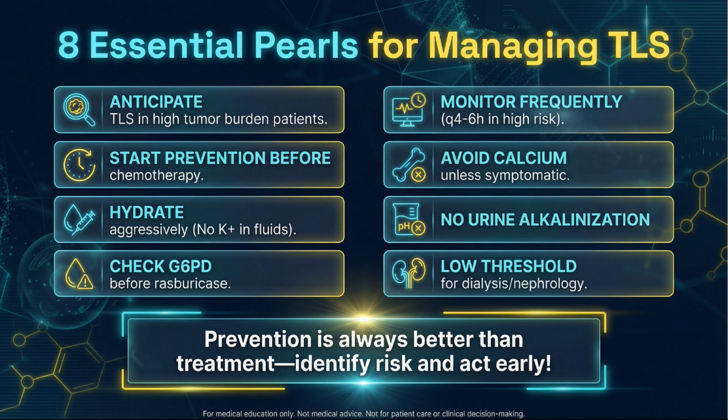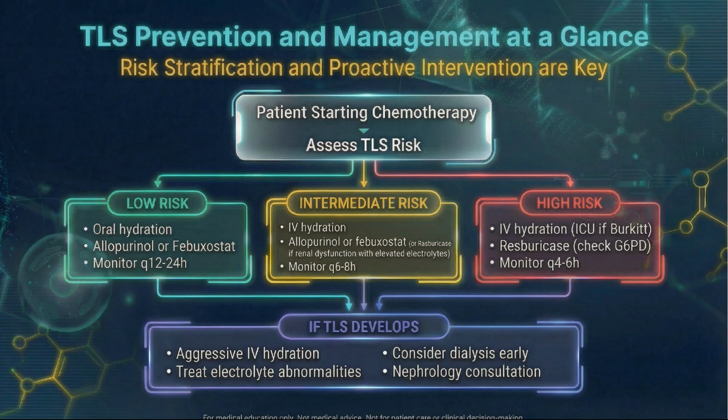The overarching message is that prevention is always better than treatment. Your goal is to identify the risk and act early. This algorithm provides a quick reference for putting it all together. When a patient is starting chemotherapy, first assess their TLS risk.